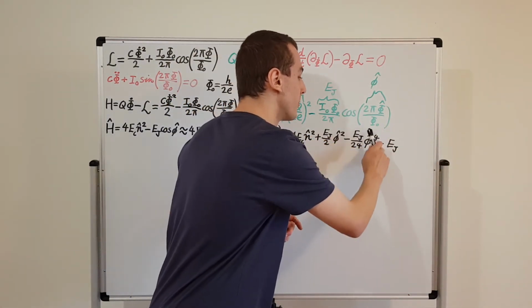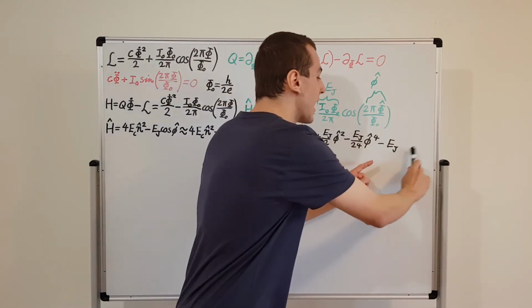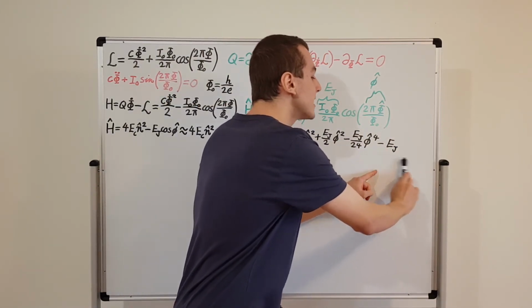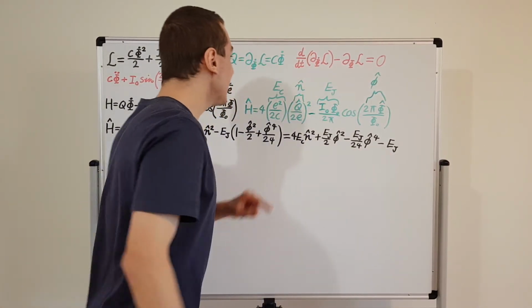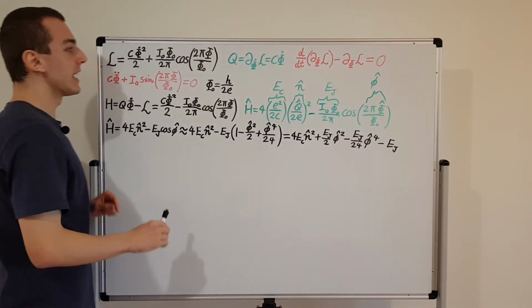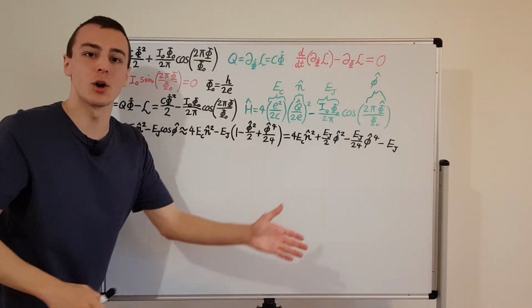This is a quartic term with some higher order corrections. And this term over here has no physical significance. This is just a constant. We can actually get rid of this constant by defining the potential energy differently. Instead of having cosine over here, we could have 1 minus the cosine.